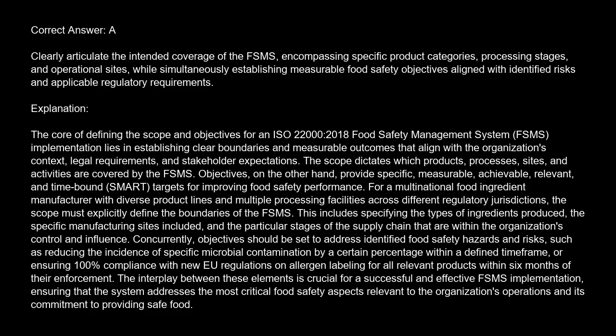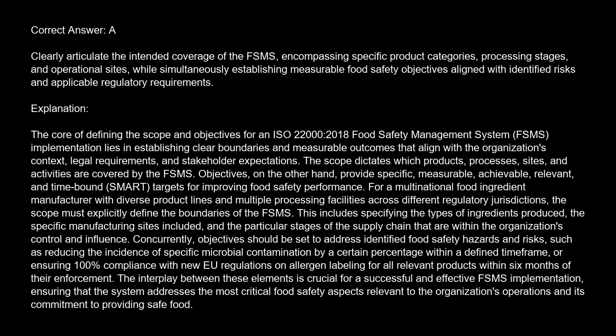The scope dictates which products, processes, sites, and activities are covered by the FSMS. Objectives, on the other hand, provide specific, measurable, achievable, relevant, and time-bound, SMART targets for improving food safety performance. For a multinational food ingredient manufacturer with diverse product lines and multiple processing facilities across different regulatory jurisdictions, the scope must explicitly define the boundaries of the FSMS. This includes specifying the types of ingredients produced, the specific manufacturing sites included, and the particular stages of the supply chain that are within the organization's control and influence.